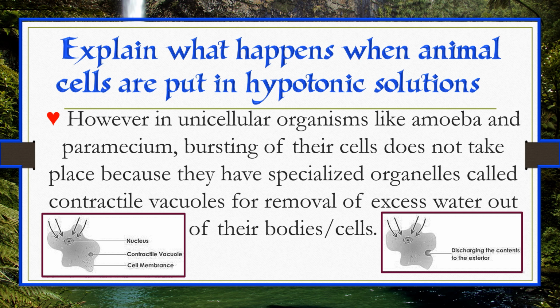So you find that in these unicellular organisms like amoeba and paramecia, bursting of their cells does not take place because they have specialized organelles called contractile vacuoles, which remove excess water out of their body cells.